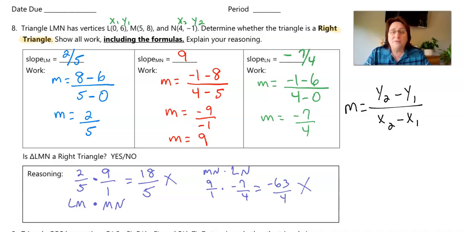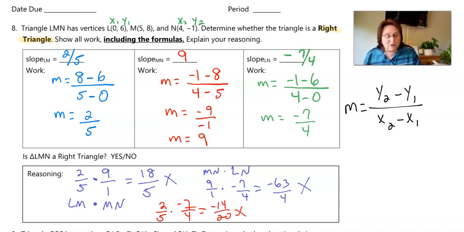Nope, those aren't negative reciprocal slopes either. Because if I took 2/5 times negative 7/4, right? That equals negative 14 over 20. Nope, that doesn't work either. So, do we have a right triangle? Do we have a 90-degree angle with some perpendicular lines? And the answer is no, we do not.